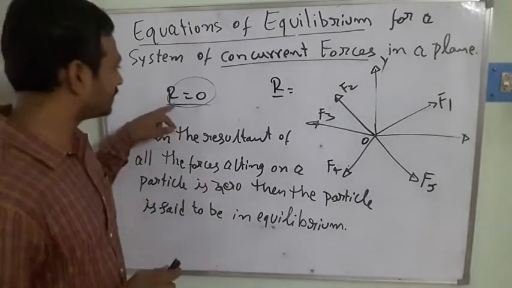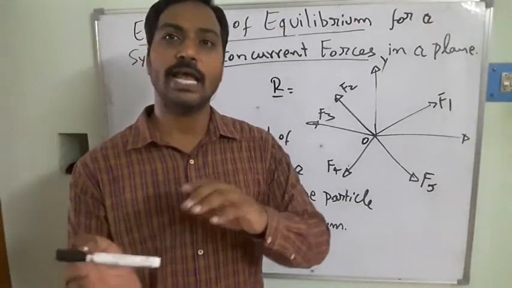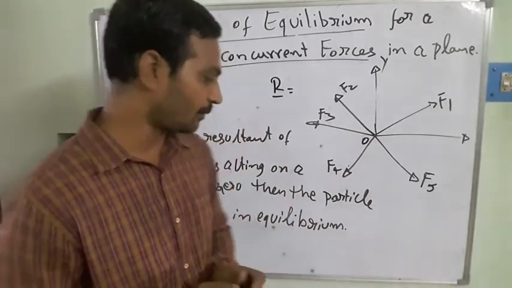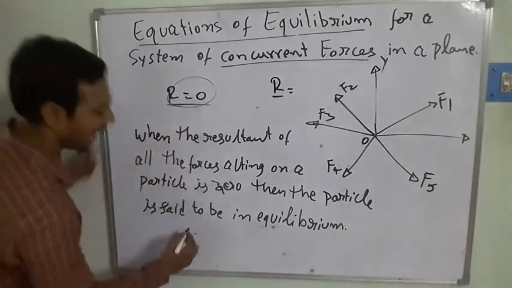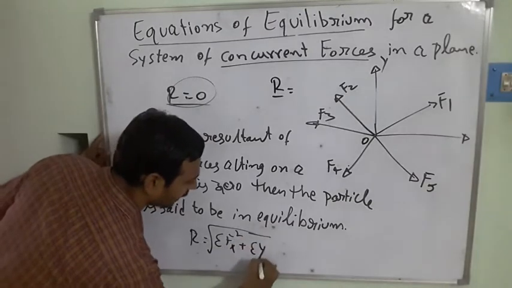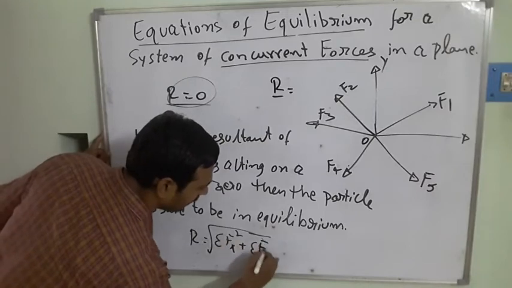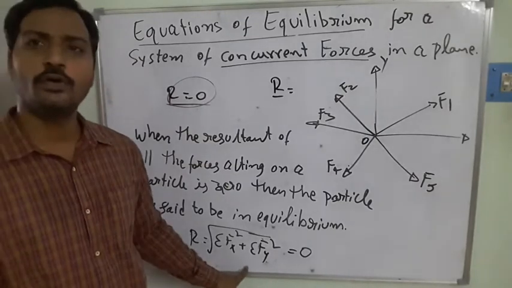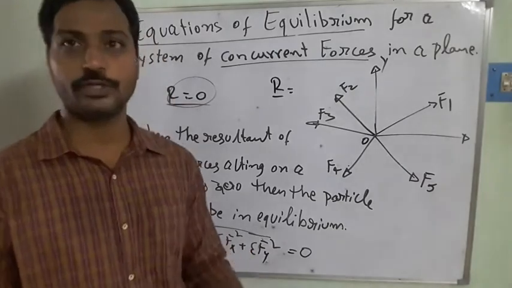To satisfy this equilibrium condition, we resolve into the x components as well as the y components. At the individual level, suppose R is equal to the square root of the summation of the x components squared plus the summation of the y components squared, that is, sigma F of x squared plus sigma F of y squared, and this is equal to 0. When R is 0, then the forces in the x direction equal 0 and the forces in the y direction equal 0 at the individual levels.